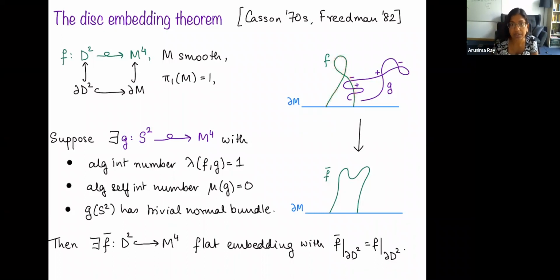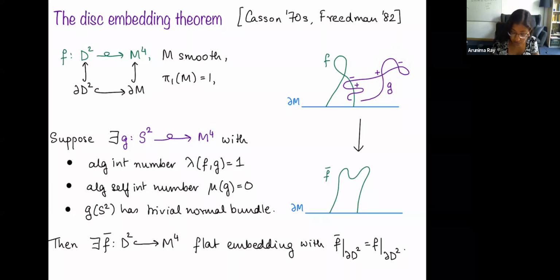And then this immersed disk comes with a partner, which is shown here in purple. This is what I called an algebraically dual sphere for F. What I know is that the intersections between F and G are algebraically 1. So these extra intersections can be paired up plus or minus. The self-intersections of G are also algebraically canceling, meaning that they can all be paired up plus or minus. And then lastly, this immersed sphere G, of S2, has trivial normal bundle.